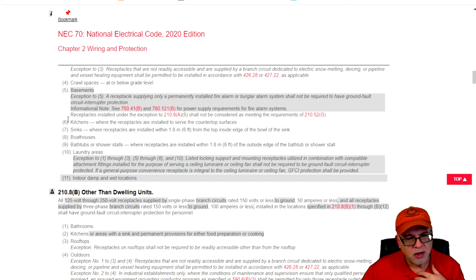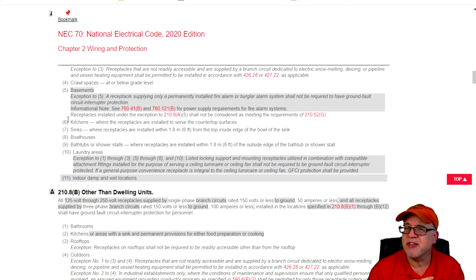So sinks, this is where the receptacles are installed to serve the countertop surface. So this is a kitchen requirement, and it only serves the kitchen receptacles that are serving the countertop surfaces. Those have to be GFCI protected. We're all familiar with that, okay?